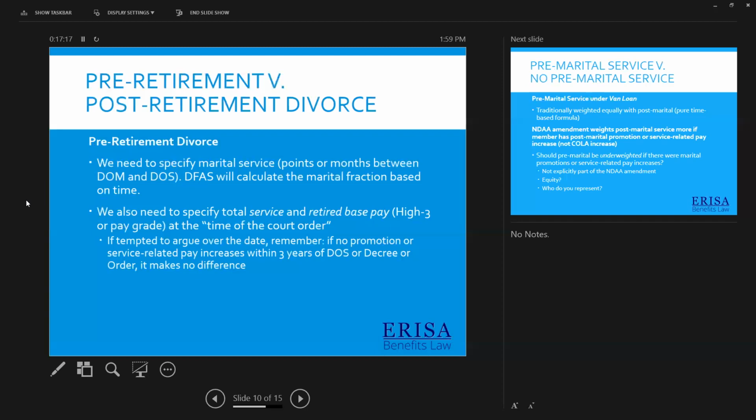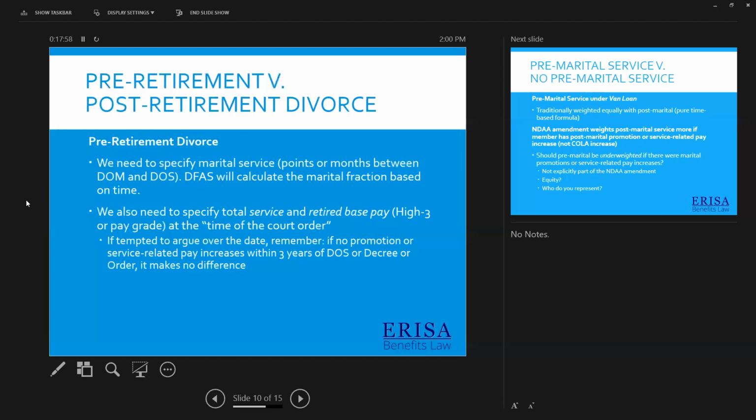Presents an issue there. One point I want to make to everybody is to remember what we're potentially going to argue over: what is the time of the court order, whether it's the date of service, the date of the decree, or the date we enter the order dividing military pay. The key thing that makes that worth arguing over is whether there were any promotions or service-related pay increases in the 3 years before the date that we're dealing with.